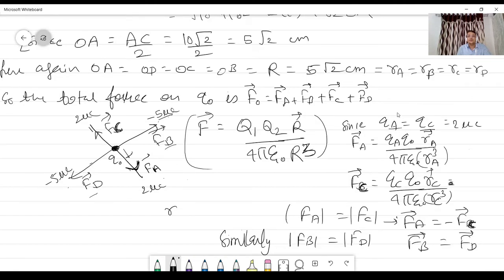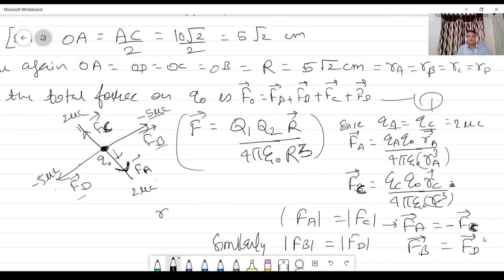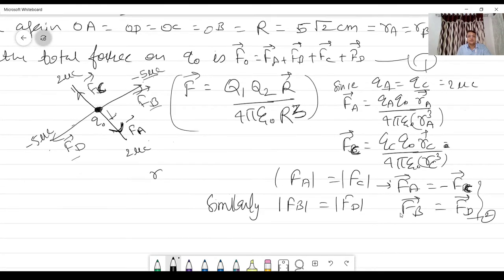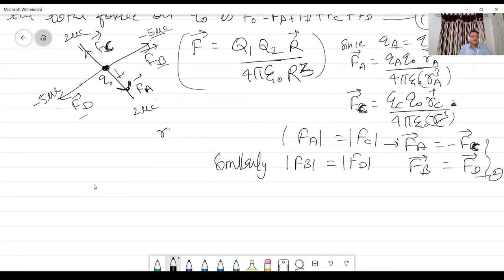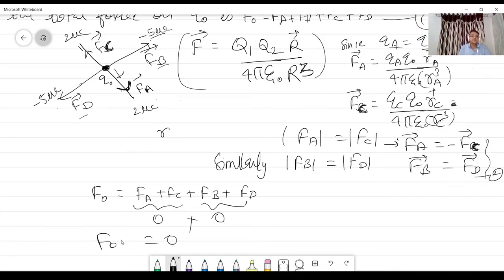So if I interpret the result of equation 2 and equation 1, I can say that the net force on Q naught, F naught, if it is a net force, is Fa plus Fc plus Fb plus Fd. So the first two terms will become 0, and the other two terms will become 0, and finally I can write 0. This is the way you can interpret the result directly as 0.